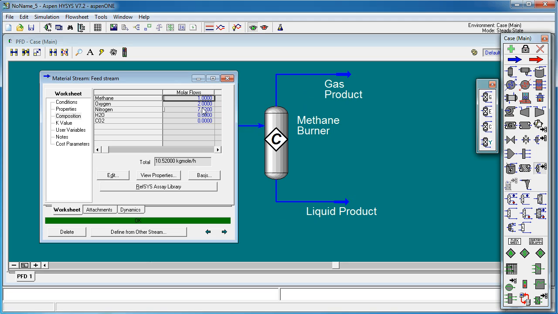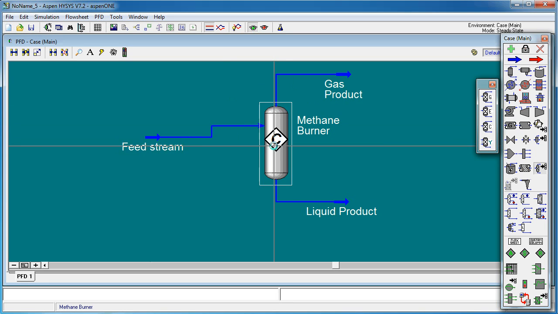So these flows correspond to the stoichiometric requirements for combustion of methane, where we need 2 moles of oxygen for 1 mole of methane, and it's assuming that we're combusting it in air. So this is the ratio of 79 to 21 of moles of nitrogen to oxygen. So we can close that one.